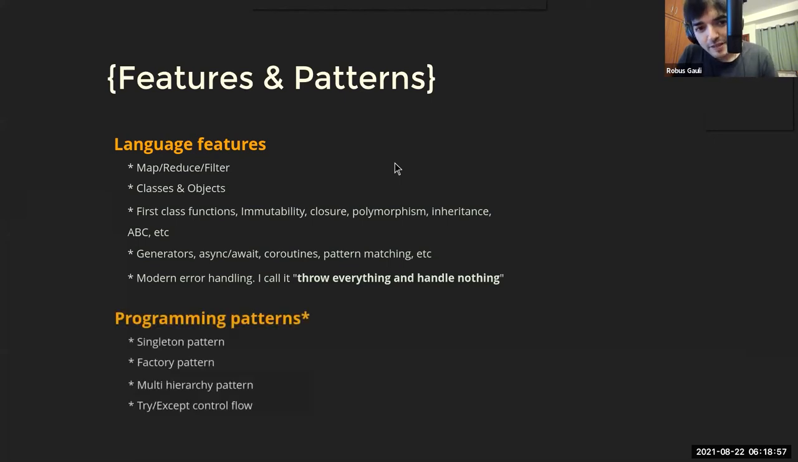Also in terms of programming patterns, usually we have singleton patterns and factory patterns and multi-hierarchy patterns. Multi-hierarchy meaning you have multiple inheritance and an inheritance of an inheritance, right? And try except control. So this is a kind of pattern that we already have, right?